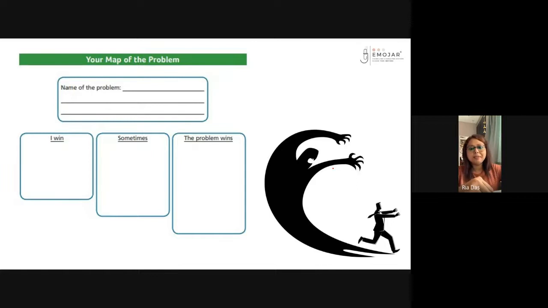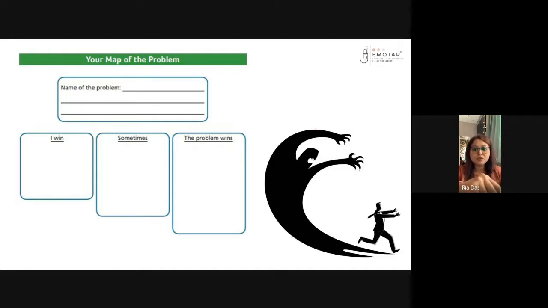So this is the template which we are going to share. You can use this or you can make your own. It's totally up to you. Okay, so these are the first things which you need to do. First is name the problem. Name the problem with a monster's name, and then write down these 3 situations: where I'm winning, where the monster doesn't appear, sometimes where you feel that the monster is just around the corner, and when the problem wins, that means the monster wins, when it has totally taken over you and you're trying to run away from things.